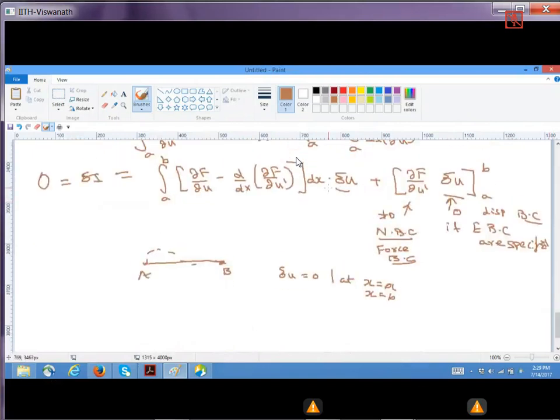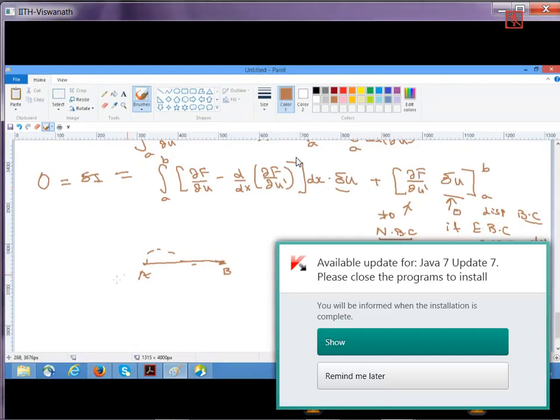when you are integrating with respect to any given variable, delta I equals zero implies dou f by dou u minus d by dx of dou f by dou u dash equals zero, no matter what variation you have. This is the Euler-Lagrange equation.